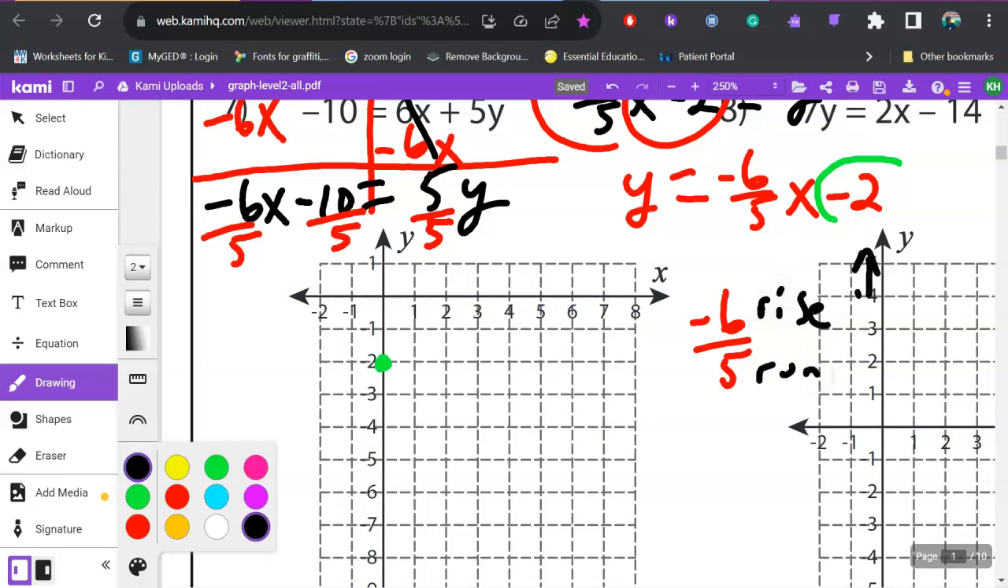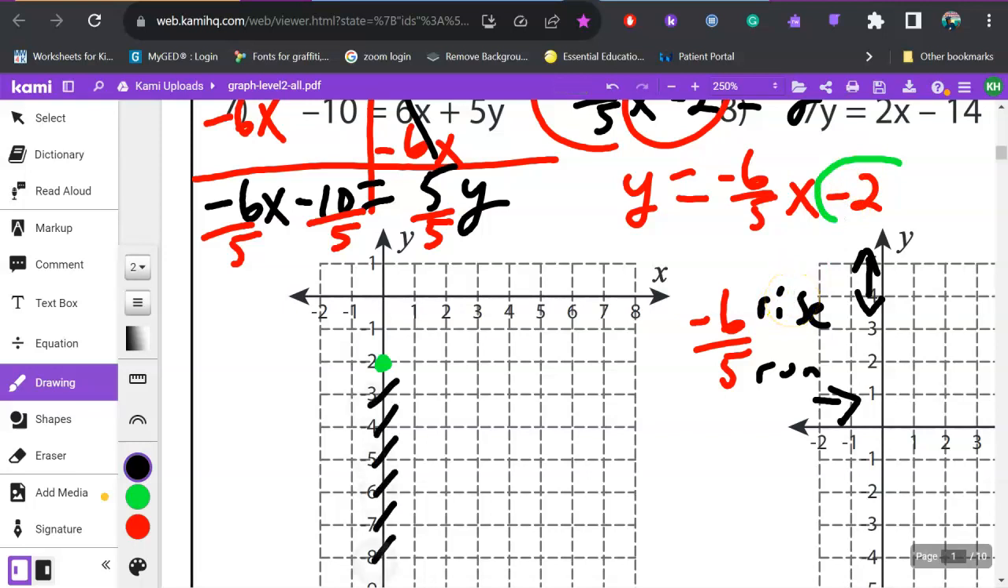Remember, a rise can go up or down. Always run to the right 5. Trust me on that, okay? And so if I got a rise of -6, you know that truly means you're going to go down 6. 1, 2, 3, 4, 5, 6. And then run to the right 5 times.